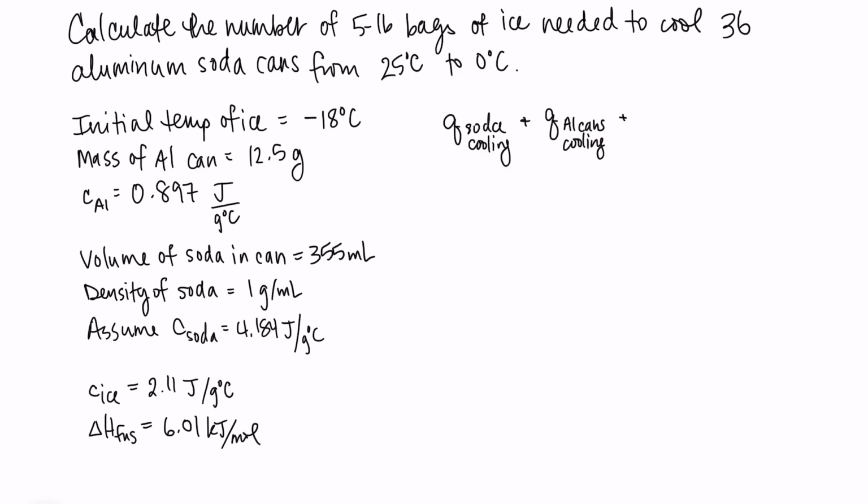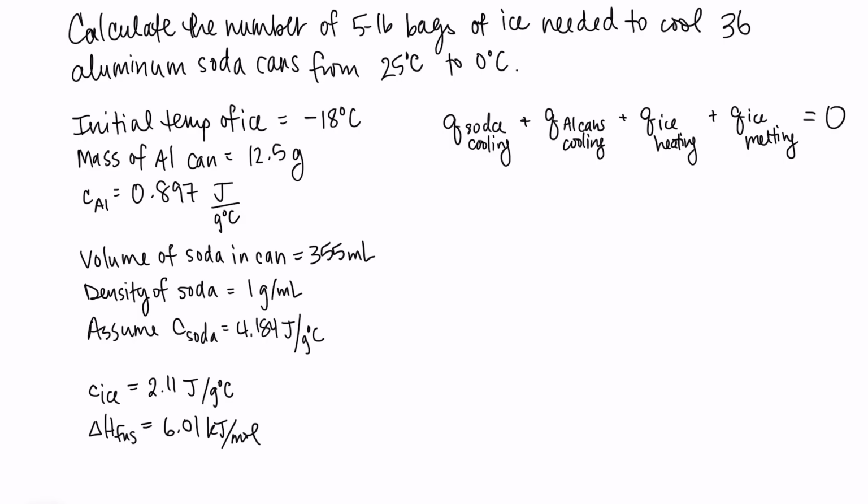We're also going to have a Q for the ice heating up to get to 0 degrees, and potentially also Q for the ice melting. And if we add all of those together, we're going to have 0 because of the conservation of energy.